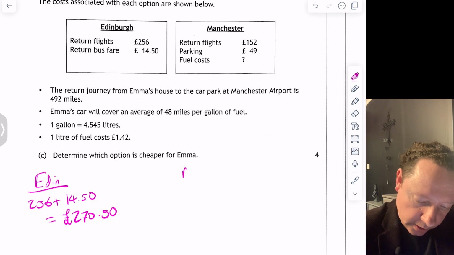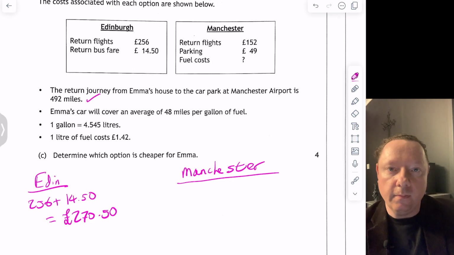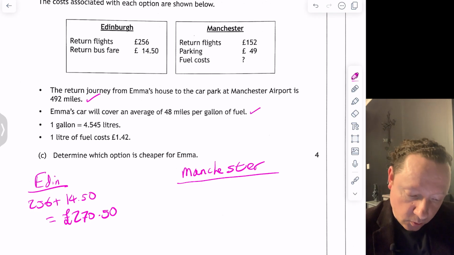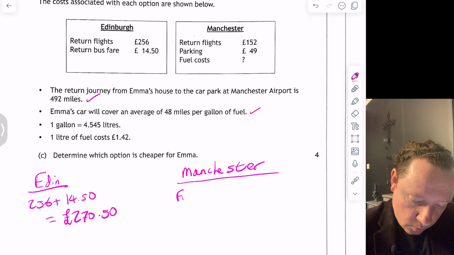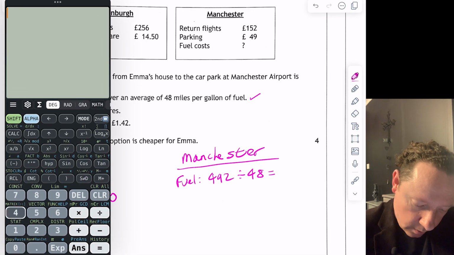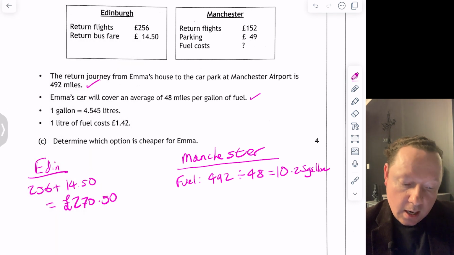Now we need to do Manchester. So let's read this. The return journey is 492 miles. Emma's car covers 48 miles per gallon of fuel. So I need to work out how many gallons to start with. So for her fuel, we have 492 divided by 48 miles per gallon. That's 10.25 gallons.